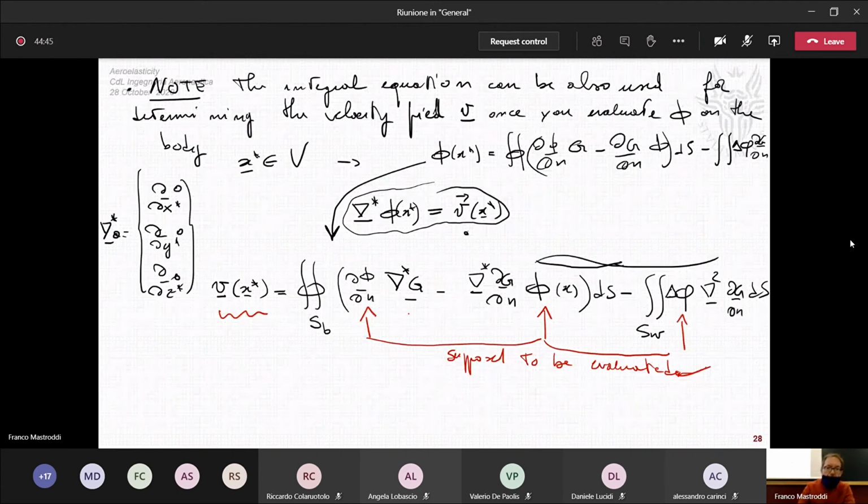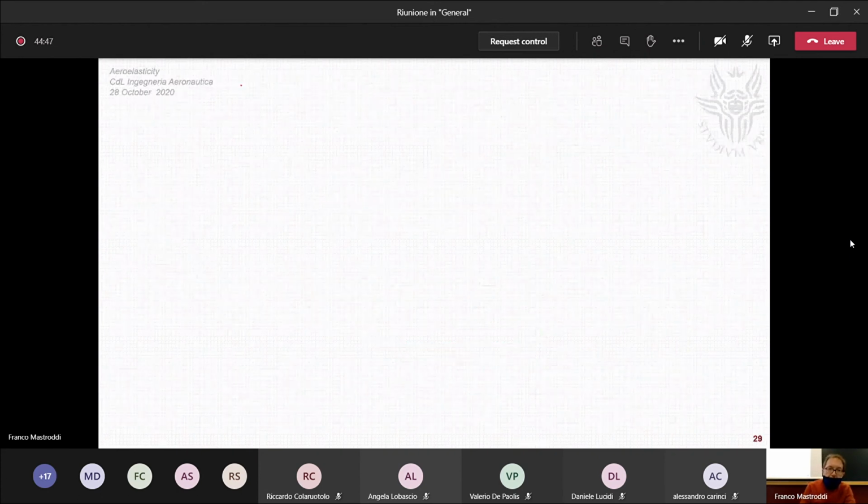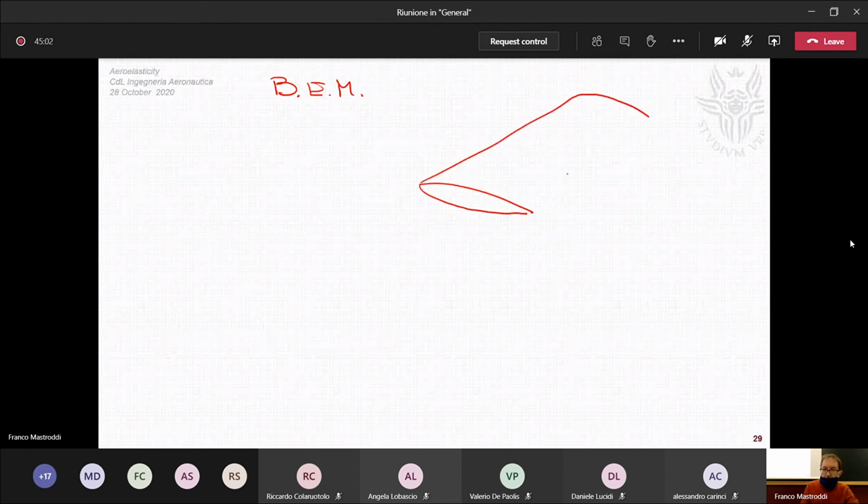Okay, and so we have the boundary element method, and this method consists of taking your problem, taking your body, imagining that the body is a wing, an isolated wing, and imagining to have a wake.